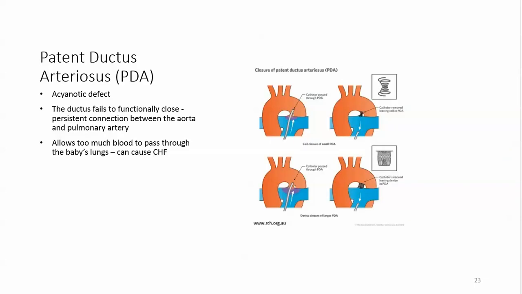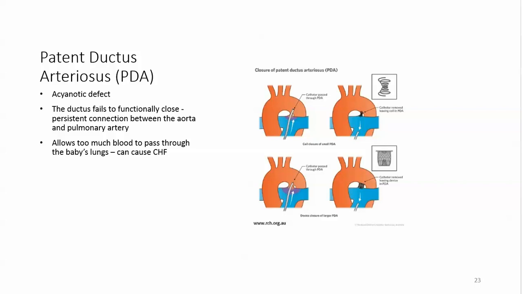A PDA, or a patent ductus arteriosus. This is an acyanotic defect. The ductus fails to functionally close. It's a persistent connection between the aorta and the pulmonary artery, and it allows too much blood to pass through the baby's lungs, which can cause congestive heart failure.